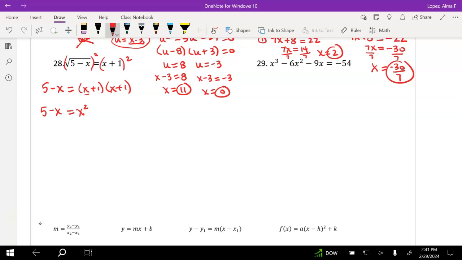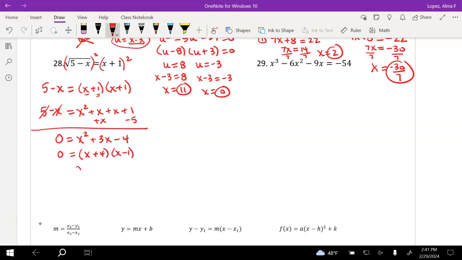X times x is x squared. X times 1 is x. Then scoot over. 1 times x is x, and 1 times 1 is 1. As soon as you see the squared term, you're going to get excited, knowing that you're about to see a quadratic happening. After you move everything over and combine like terms, you're going to end up with x squared plus 3x minus 4. Luckily, this is a type 1 trinomial, so I'll factor it really quick. That is x plus 4 and x minus 1. So we're going to end up with an x of negative 4 and an x of 1 as our final answers. Our last one is a polynomial equation.